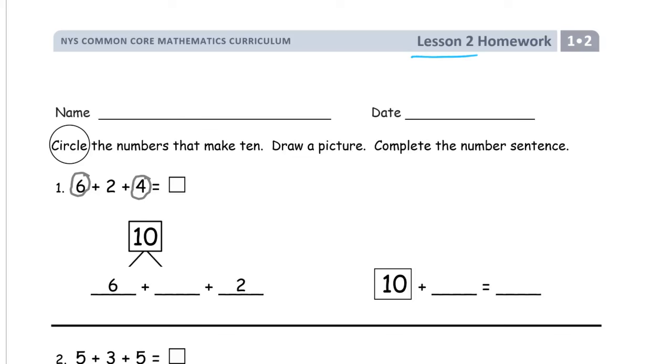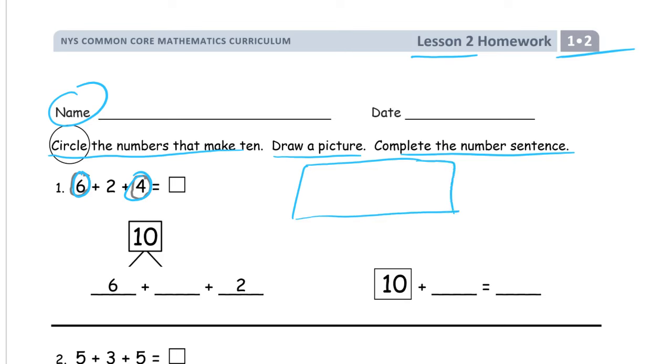This is module two of grade one, write your name first. And we've got a few things to do here for each question. We're circling numbers that make 10, just like that right there in the example. Drawing a picture and then completing the number sentence. So drawing the picture, we're looking for ways to make 10 and they're gonna be in here.